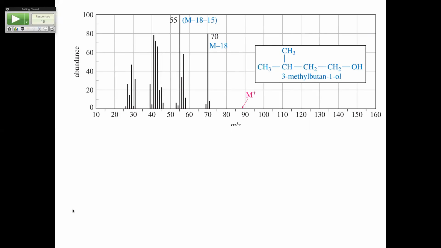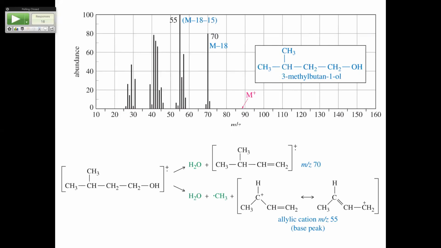Okay, all right, so don't worry about trying to figure out every individual piece. Just worry about the big piece and the molecular ion. That's really what you need to do. Okay, notice they show you down here how they ended up with an allylic carbocation.